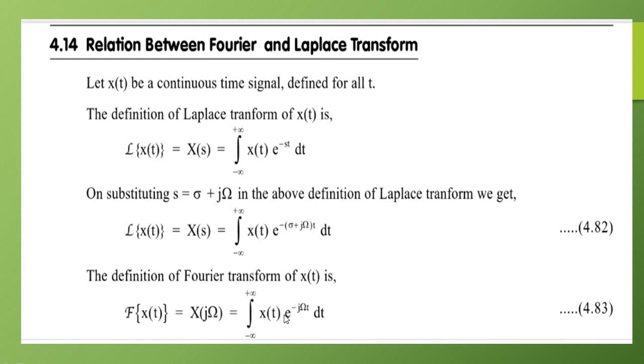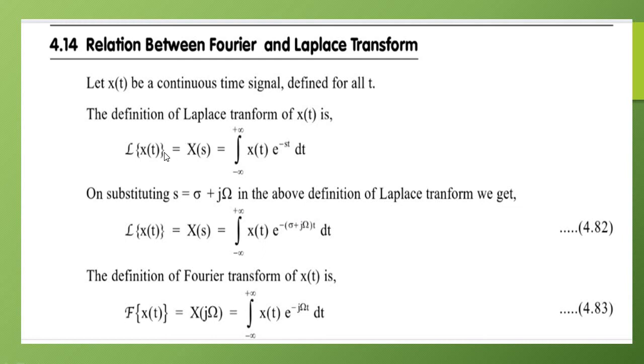Now if you look at the Fourier transform definition, this is a Fourier transform definition. Look at the last equation. Fourier transform of x of t will give you X of j omega, which is equal to the integral from minus infinity to plus infinity of x of t e power minus j omega t. So look at the first expression and the second expression. We have a minute difference between these both. The equation which connects the first equation and the last equation is the middle equation here.